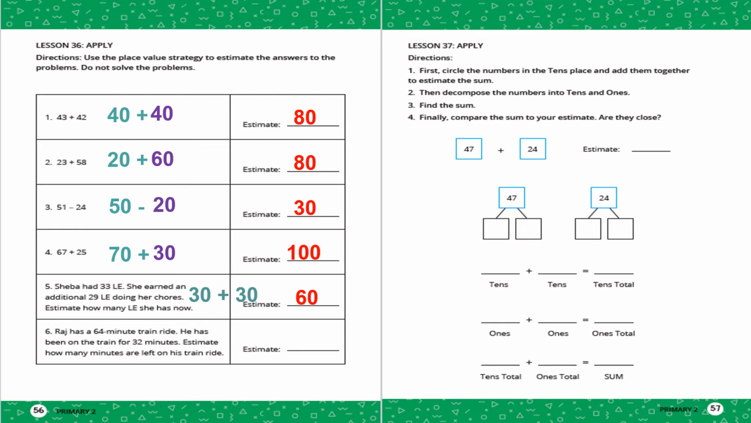64 is between what and what? Between 60 and 70. Look at the ones. Ones is 4, less than 5. So 64 will be 60. 32 is between 30 and 40. Look at the ones. Ones is 2. So we will stay in the same tens. So 32 will be 30. 60 minus 30 equals 30.